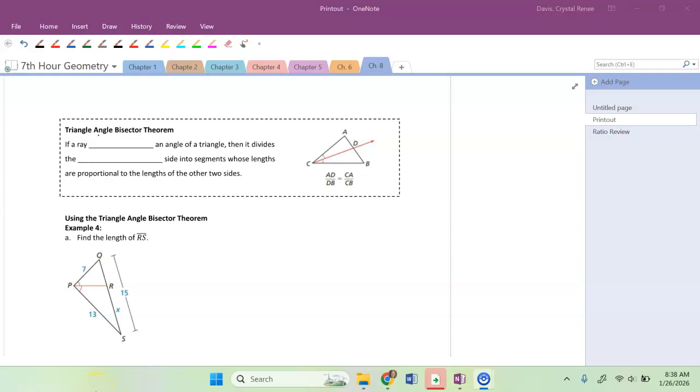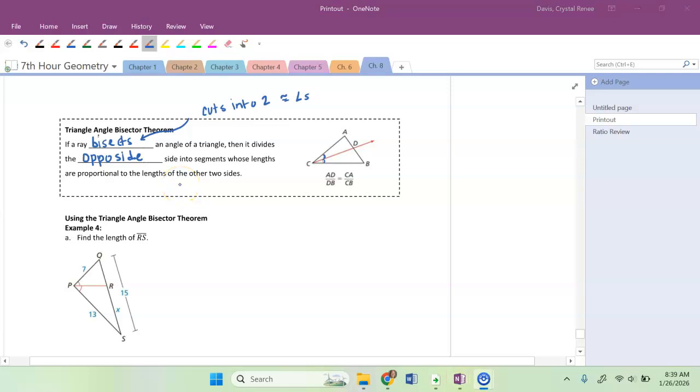All right, so this is the last of the three theorems. It's the triangle angle bisector theorem. Okay, now, if a ray bisects an angle of a triangle, okay, meaning that it cuts it into two smaller congruent angles. So like here, this bisects this angle because these two angles are congruent, okay? This has to happen in order to use this theorem. Okay, so if a ray bisects an angle of a triangle, then it divides the opposite side into segments whose lengths are proportional to the lengths of the other two sides.